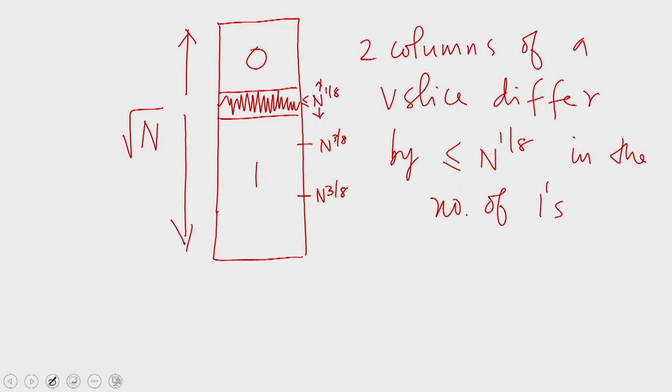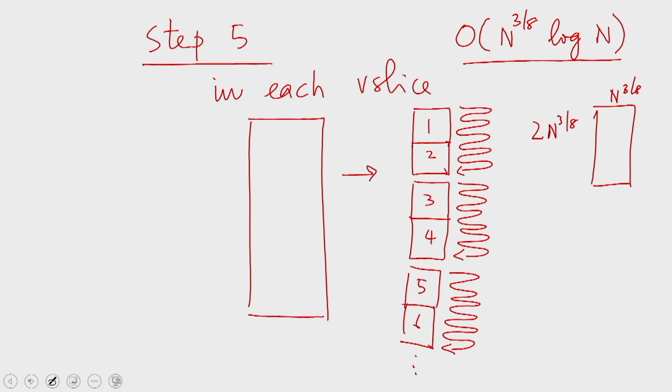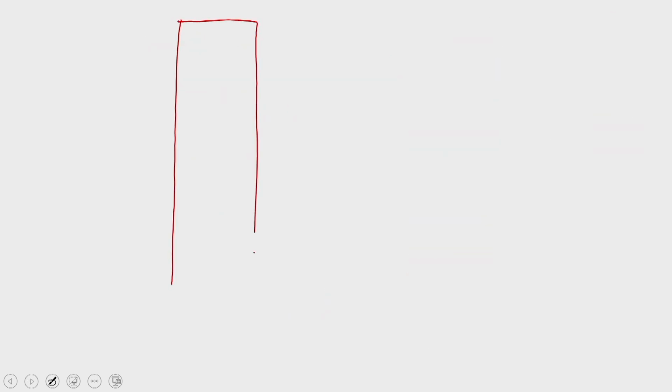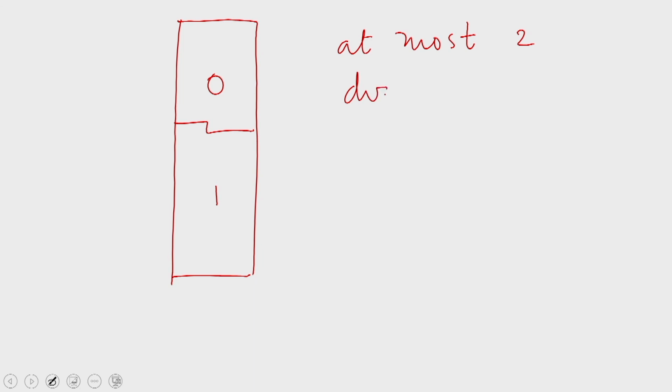So, at this point the vertical slice is completely sorted. We have a vertical slice that looks like this with one kink. So, we know that there are at most 2 dirty rows in each vertical slice.